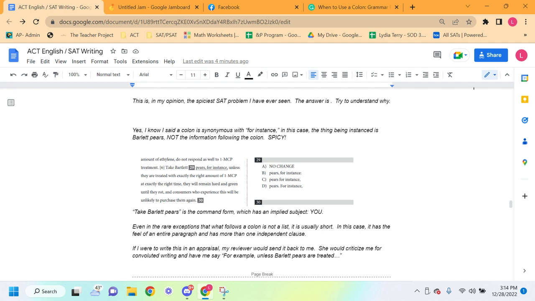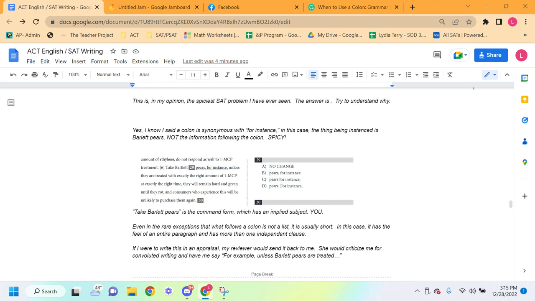But the thing is, that comes after the word for instance. And I literally just said, don't do that. The problem is, the thing that is being instanced, that you're taking for instance, is the Bartlett pears. They rearrange that sentence, which you technically can do. You can take the beginning of a sentence and put it at the end of the sentence and use a comma to offset it, if it's kind of like out of order. They did that here.